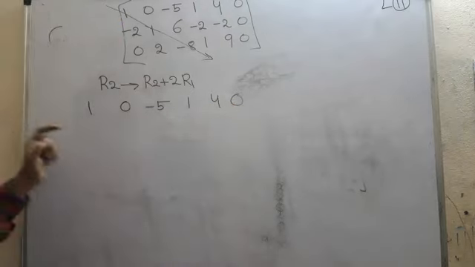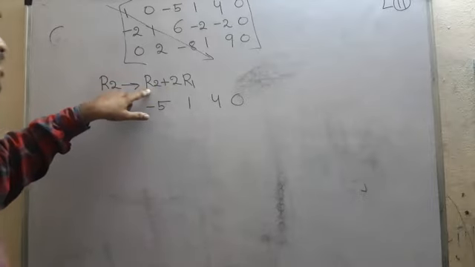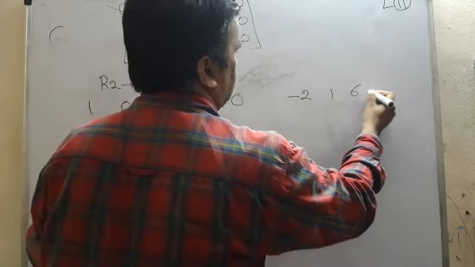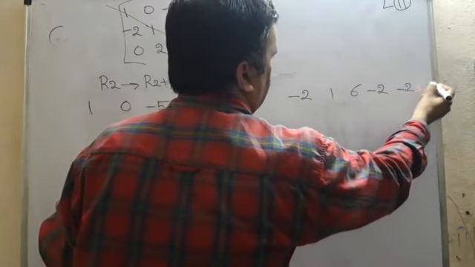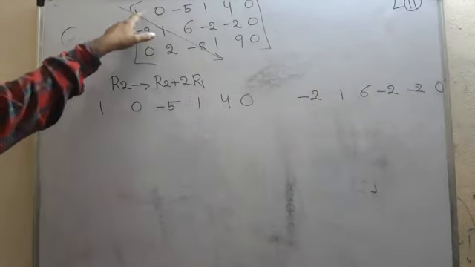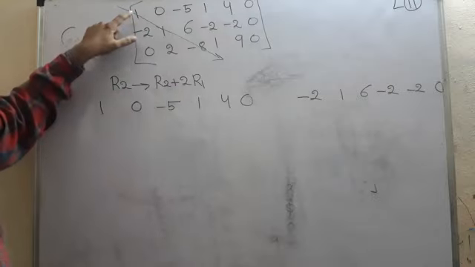Now we'll write in the rough work R2 implies R2 plus 2 R1. Write the second row as it is: minus 2, 1, 6, minus 2, 0. Then the first row has to be multiplied with 2 times. Come on, multiply with 2.